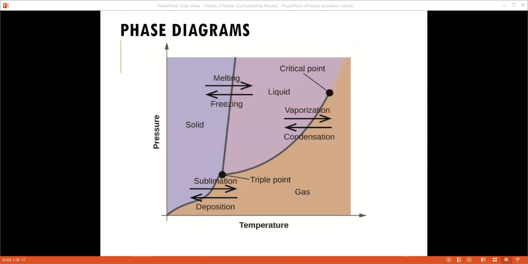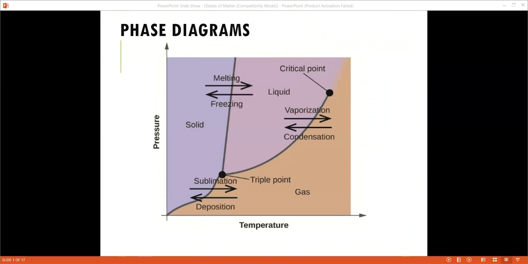So what this diagram does is it relates the three states of matter, solid, liquid, and gas, to pressure and temperature, because pressure and temperature are the two variables that have the greatest effect on the state of matter of a substance. So if you look at this graph, you can see the effect of increasing the pressure or increasing the temperature on a substance and what phase of matter that particular substance will be at different temperatures and pressures.